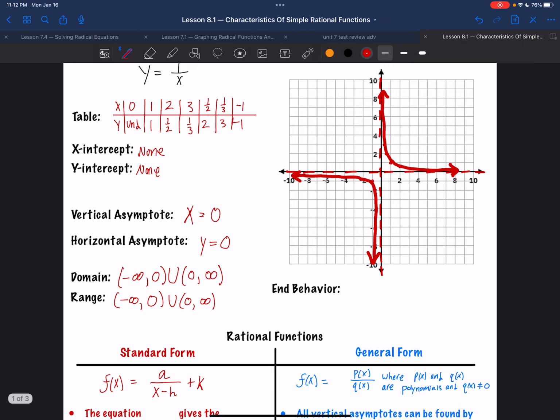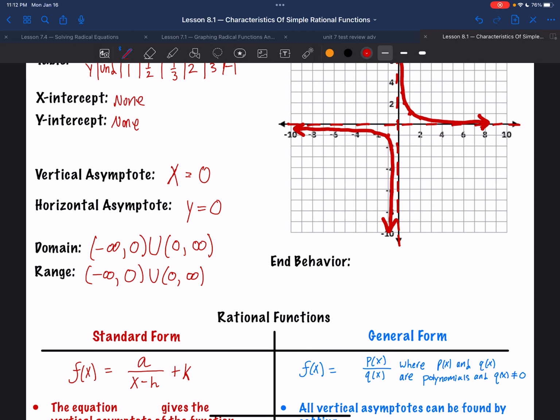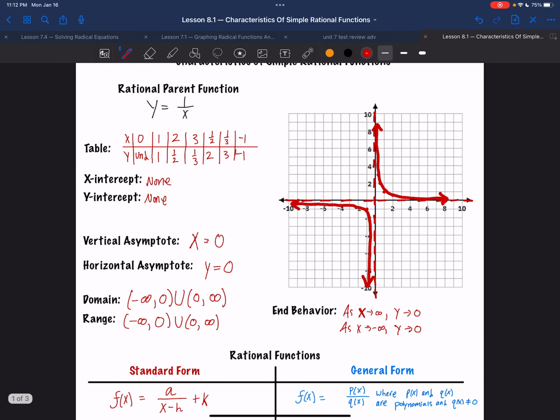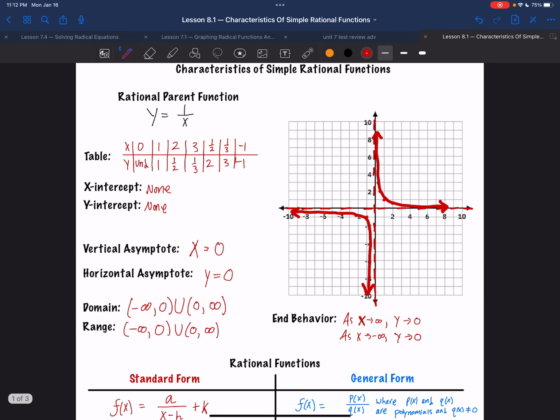As for the end behavior, you can notice here, as x tends towards infinity, as x goes to the right, y goes to 0. And as x tends towards negative infinity, as it goes to the left, y tends towards 0 as well. But it's just kind of going up towards 0 for the negatives. And that's the basic features of my parent function. Nice.